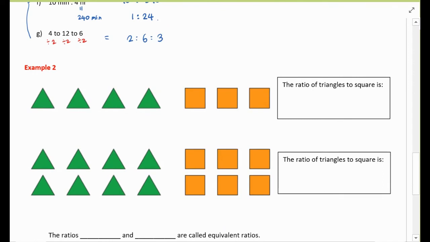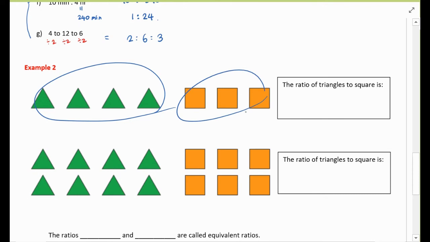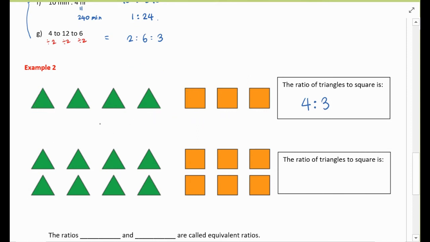Example 2. Okay, we're going to find the ratio of triangles to squares. So how many triangles do you have here? And how many squares do you have here? That is 4 to 3. What about this one? The ratio of the triangles to squares. How many triangles do you have here? That is 8. And how many squares do you have here? That is 6.